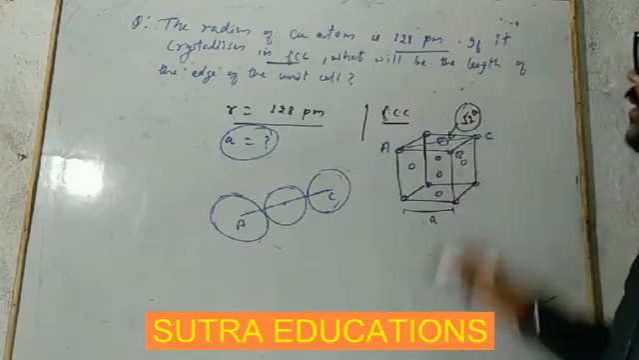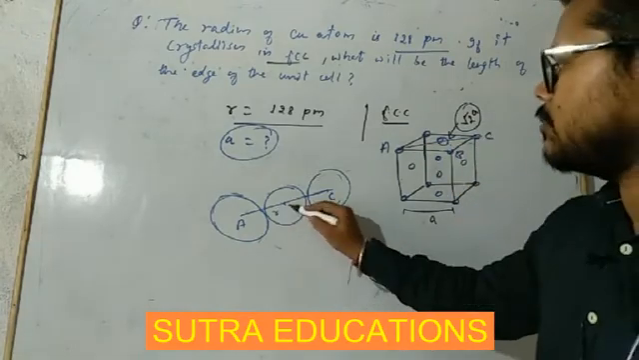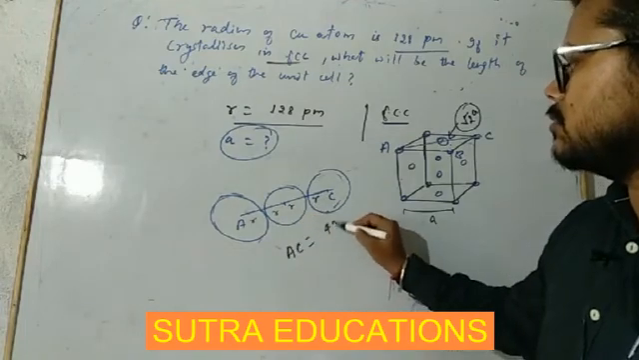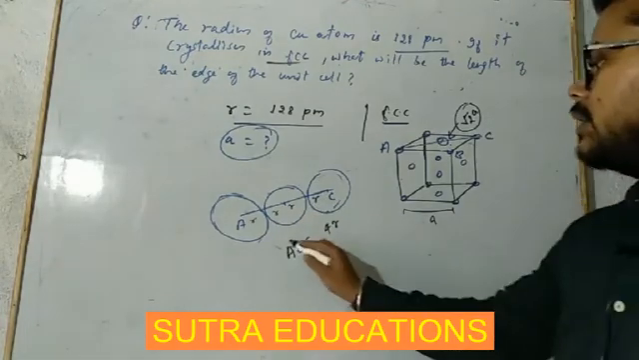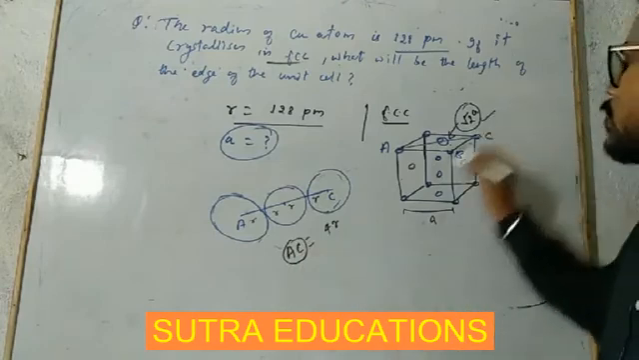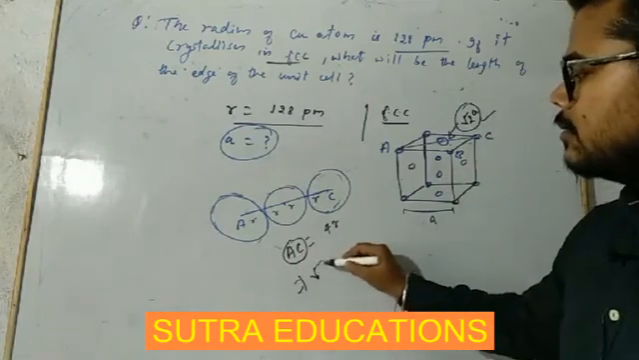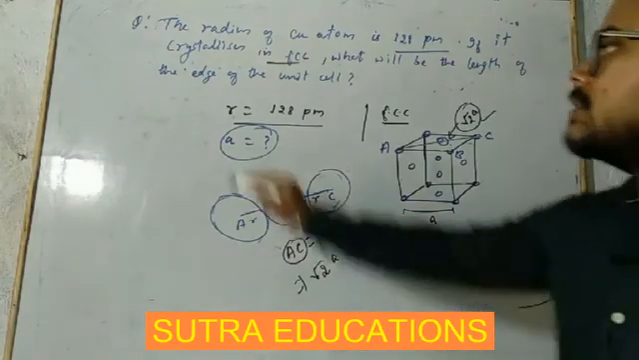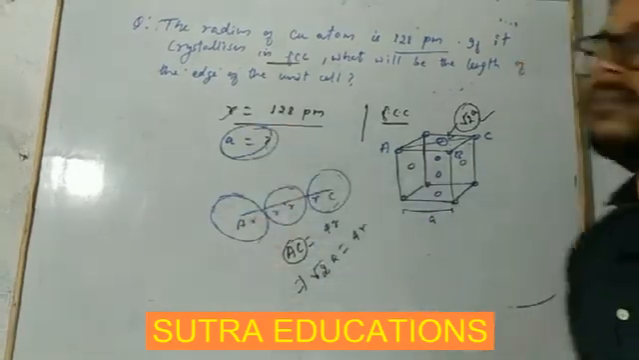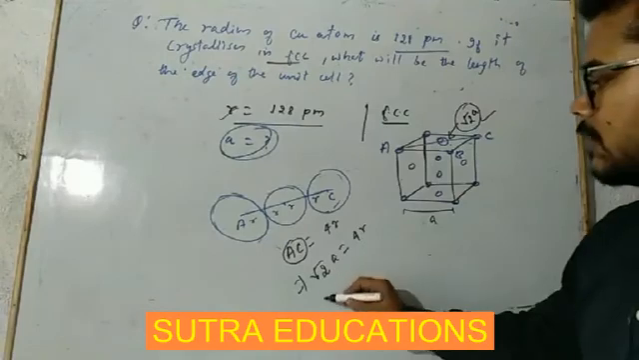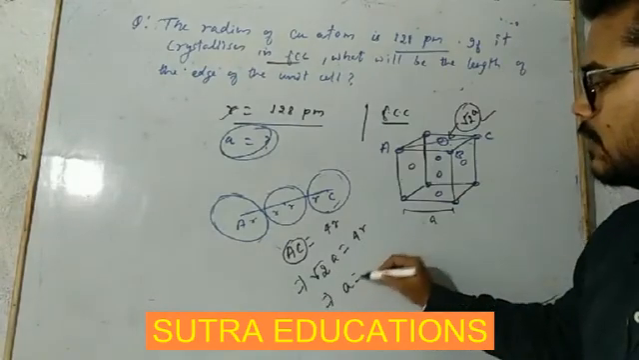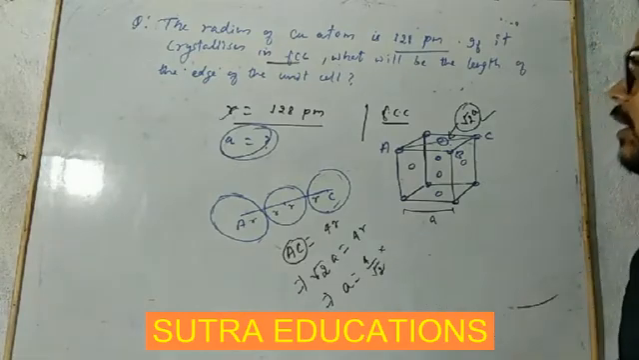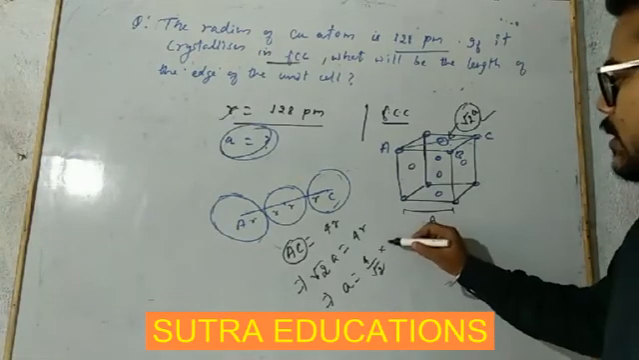And AC is R plus R plus R plus R, which means AC is equal to 4R, and AC is also equal to root 2A. So we will say root 2A is equal to 4R. R is given here and we have to find out the value of A. So from this, A will be equal to 4 by root 2 into R. R is given as 128.